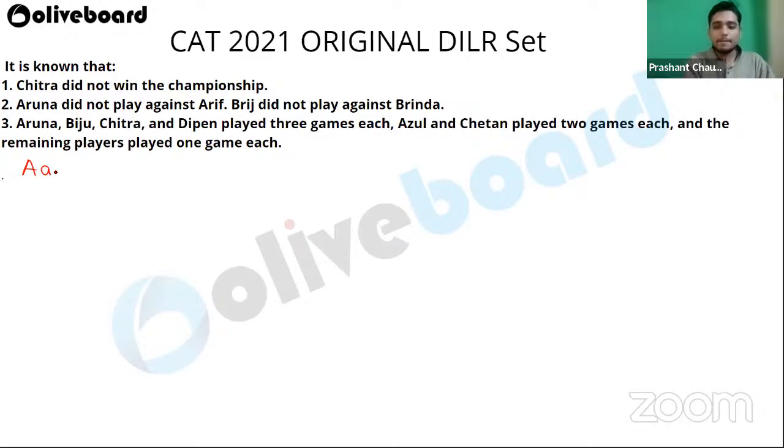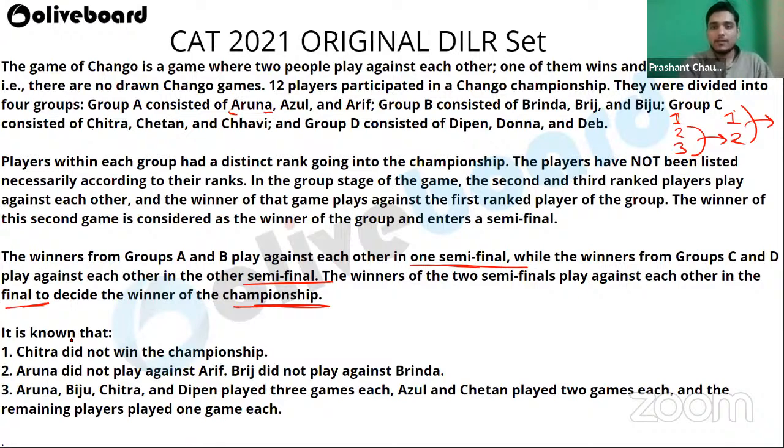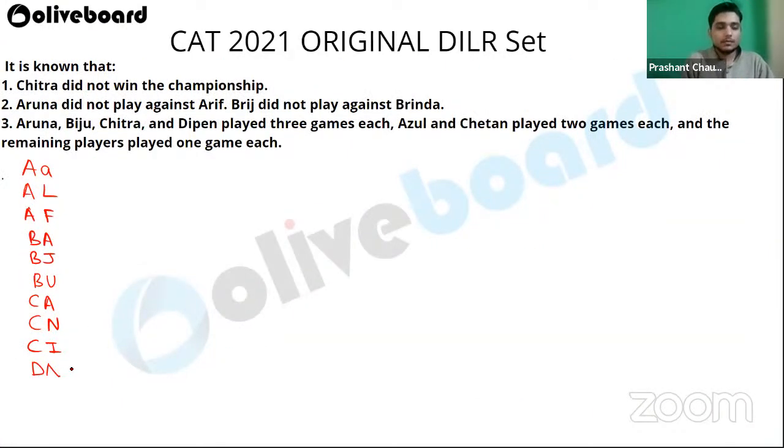So first is Aruna. I can just write AA. Second is Azul, so AL. Third is Arif, so AF. This is A group. Now coming to B group, Brinda, BA, Brish, and who is third? Biju. This is B group. Again, coming to C group. First is Chitra, that is CA. Chetan, CN. And Chavi, that is CI. Group D is Deepen, Dona, and Dev. So A, B, C, D, these are basically the 4 groups, right?